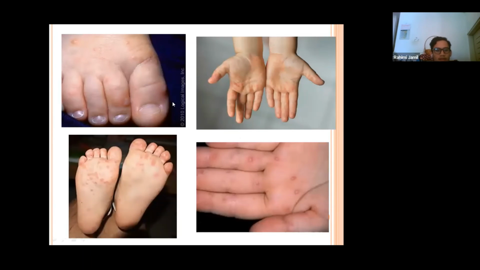In the picture, we can see the lesions at the foot and the hands, the vesicles surrounded by a thin halo of erythema. This may be macular or maculopapular at the hands.